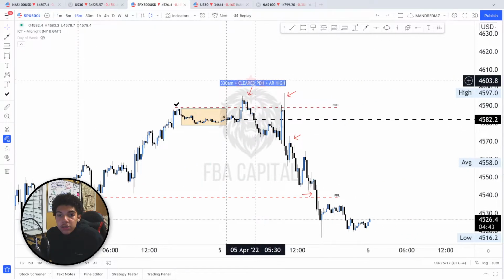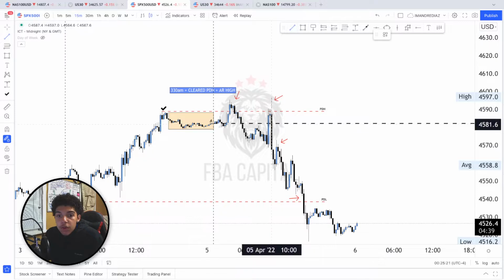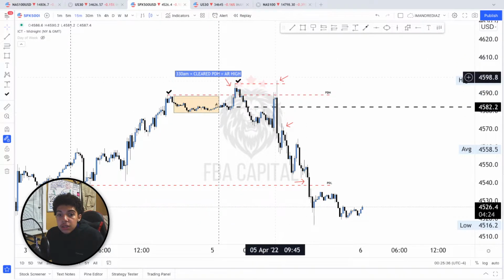So now that we have this, what happened after that? Right after that, price ran above at what time? 10 o'clock. And you guys got to keep in mind, at 10 o'clock, there was news that caused this spike in the momentum. So price spiked, cleared this London session high that was created. And then from here, price immediately had this false break scenario.